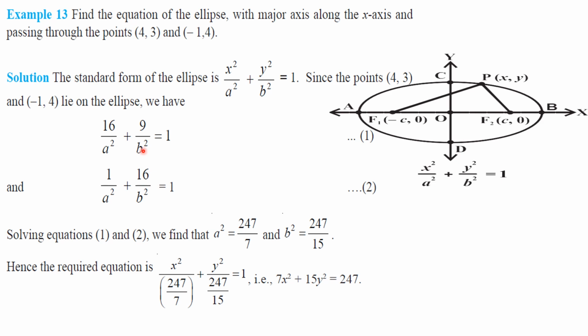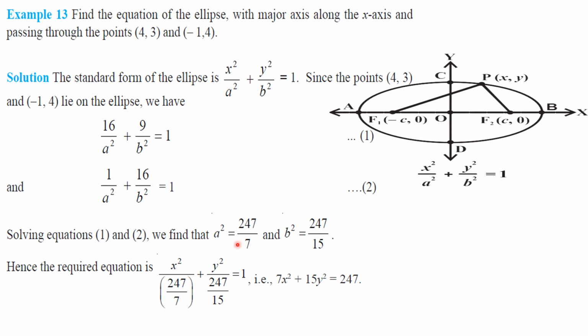So solve these 2 equations to find the values of a square and b square. You have already solved a pair of linear equations in 2 variables in your earlier class. Yes or no, my children? Use that previous knowledge to solve this pair of linear equations. Then we find a square is equal to 247 by 7 and b square is equal to 247 by 15. Okay, my children, will you do that part, solving the 2 equations? So finally we get a square and b square values.